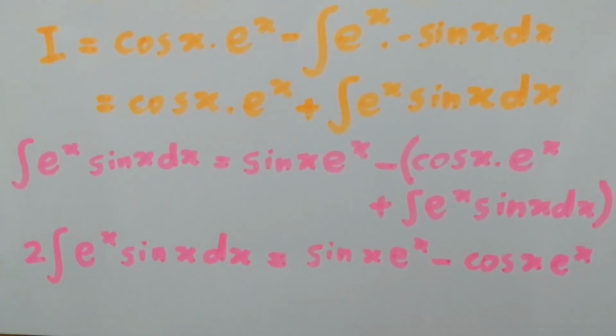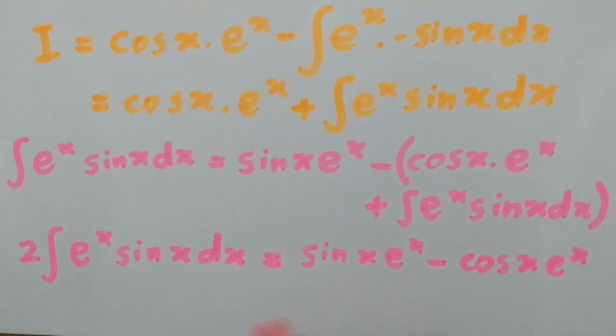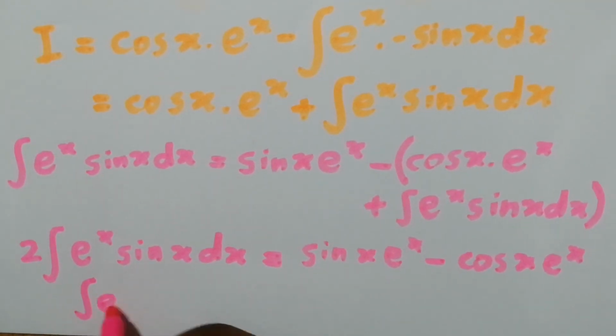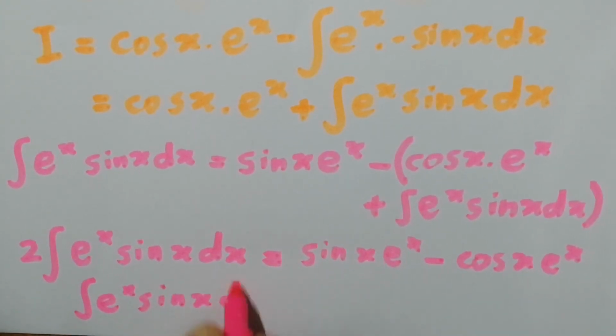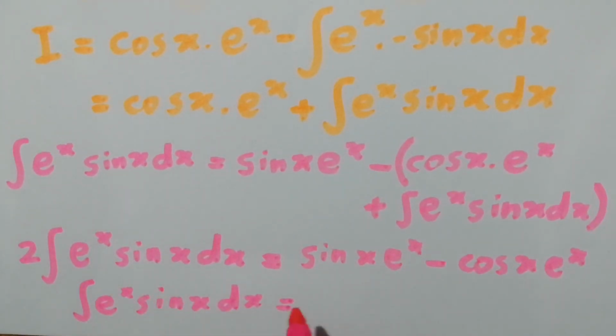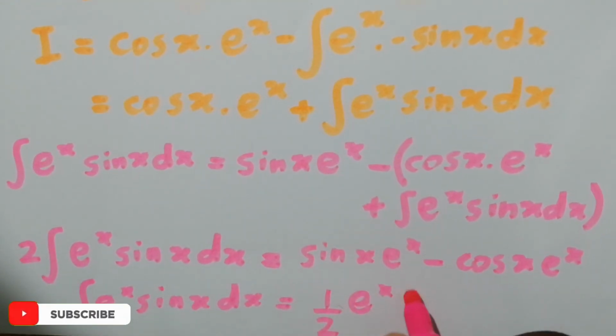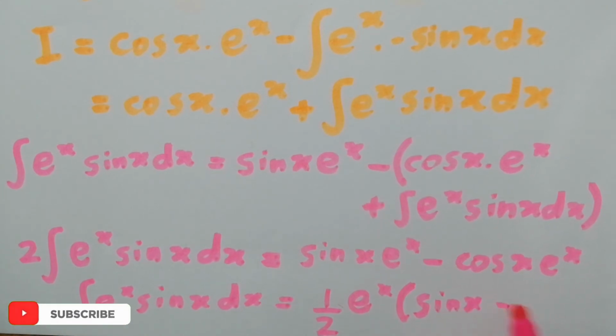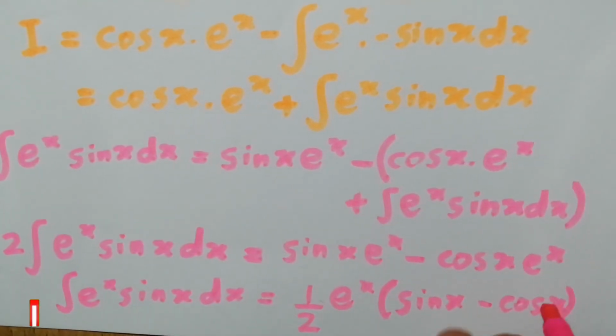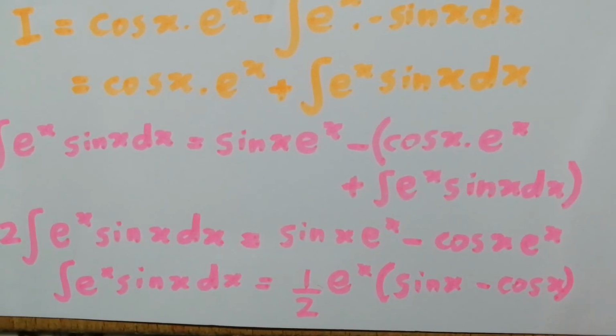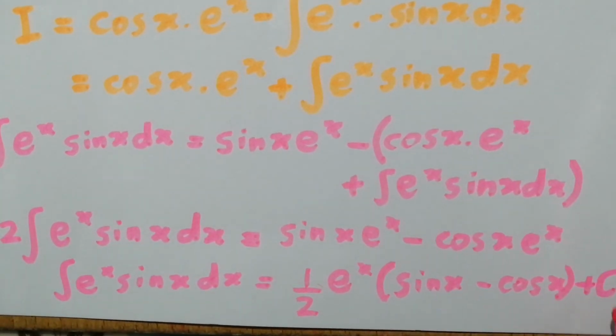Now I can write the final answer of integral e^x sin x dx. If these 2 get divided, this whole formula sin x e^x minus cos x e^x, we are having half times, I can take e^x out and I can write sin x minus cos x plus c. There c is an arbitrary constant.